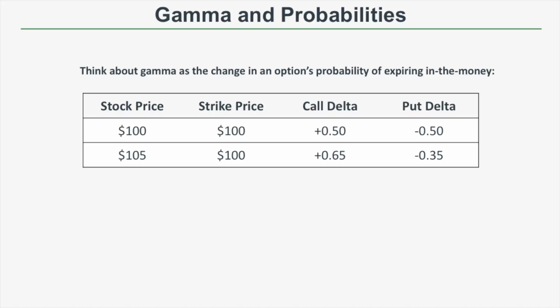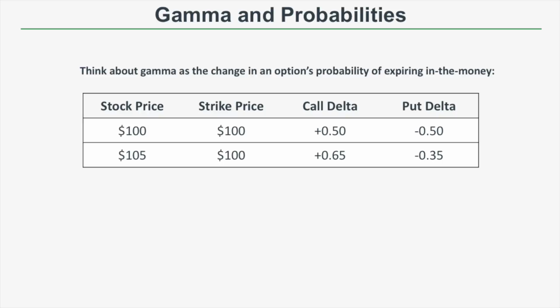Now, if you don't know this already, delta is actually used as a proxy for the probability of an option expiring in the money. Now, according to random market theory, there's a 50% chance that a stock price increases or decreases from its current level at any point in time. So, since the strike price of these options is equal to the stock price, it makes sense that the call and put delta are both around 0.5. That's because there's a 50% chance that the stock price increases from 100, and there's a 50% chance that the stock price decreases from 100.